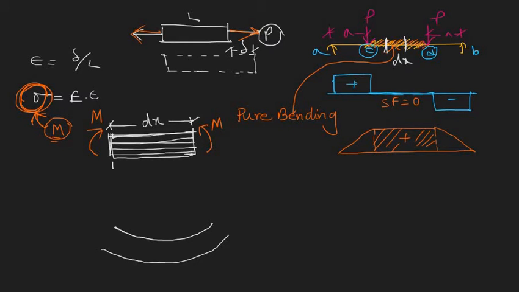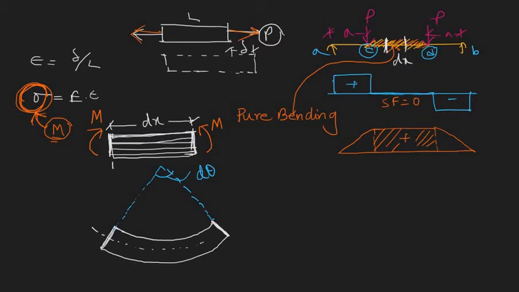That means this face becomes this one, and this face becomes this one. So now you can see that these two faces, due to the curvature, subtend an angle, and we will define this angle simply as d theta. Got it? And let's say this is the neutral axis.